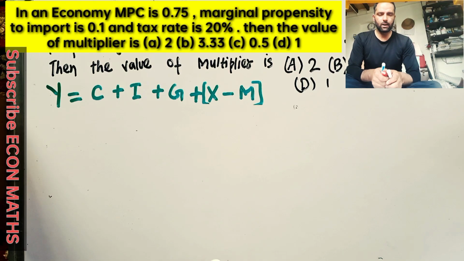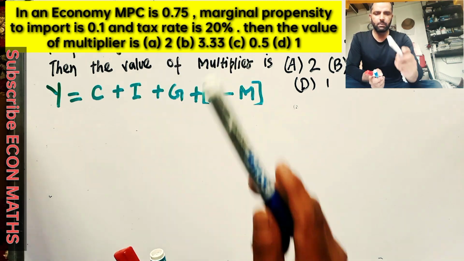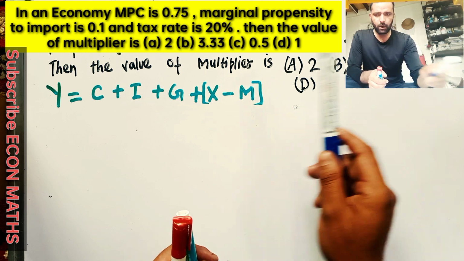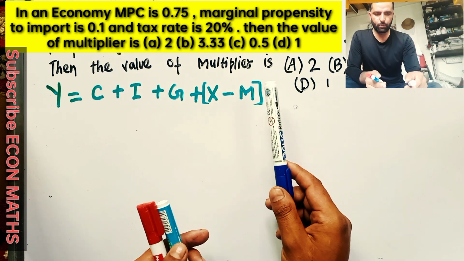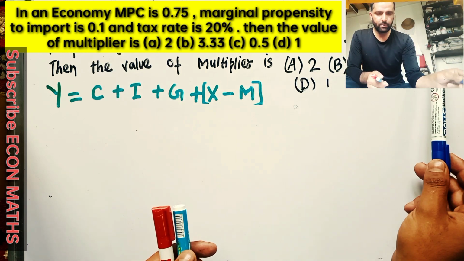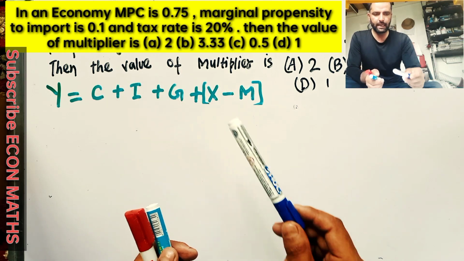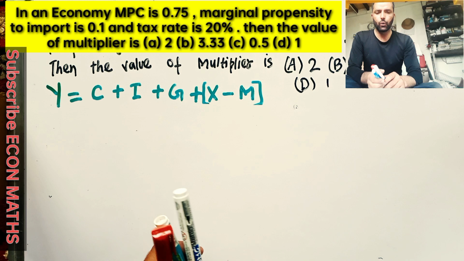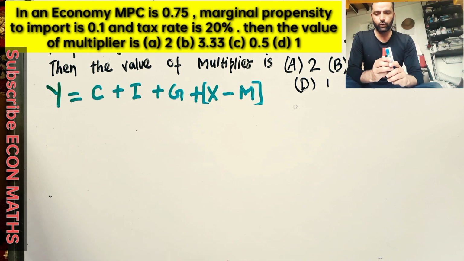In this video, we will solve a problem on how to find the value of a multiplier with an example. The question is like this. In an economy, marginal propensity to consume is given as 0.75, marginal propensity to import is 0.1, and tax rate is 20%. Then the value of multiplier is, the options are 2, 3.33, 0.5, and 1. We need to find out the value of multiplier.